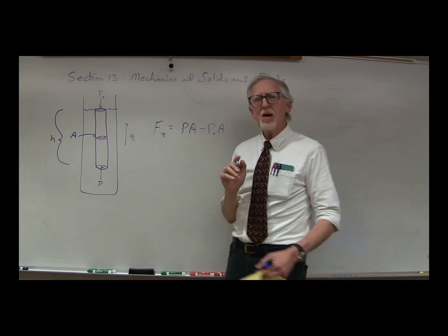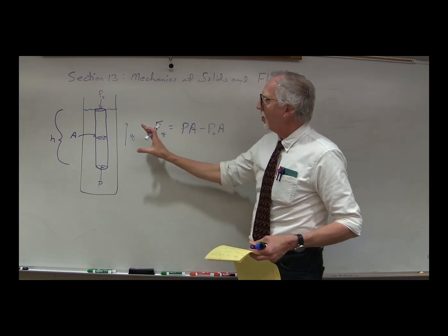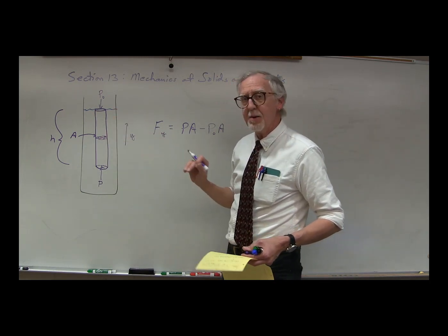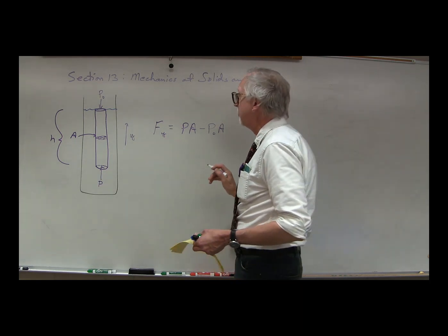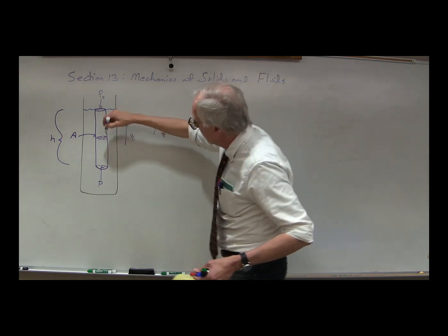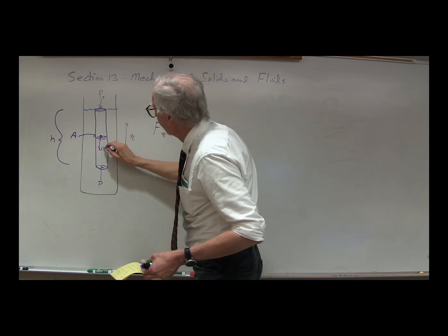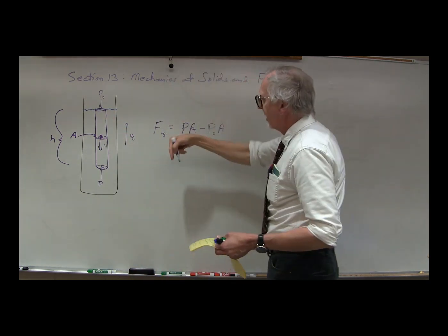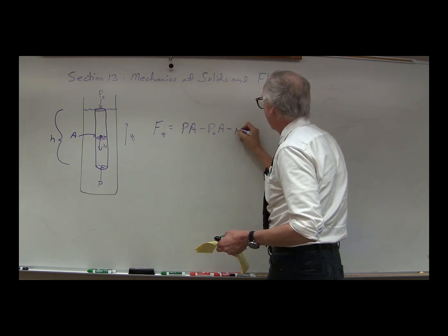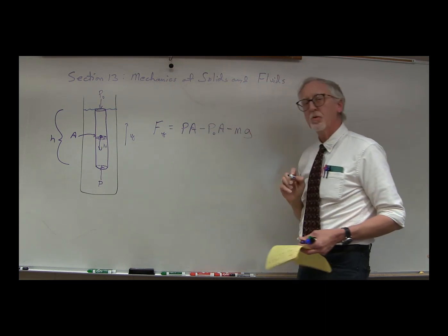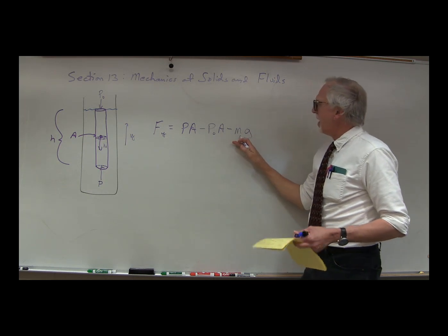But then we'll also have the weight of the fluid. So there's a weight of the fluid, and how much is that going to be? It's going to be mg. Say, here's the center, here is the weight of the fluid, which is going to be mg, and that's going to be in the negative direction, so minus mg. Okay, there we go.